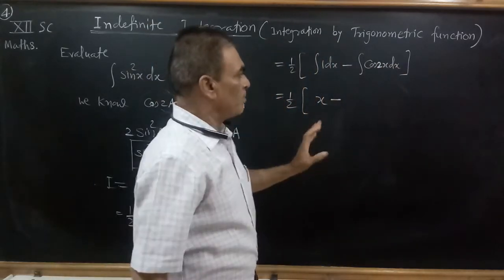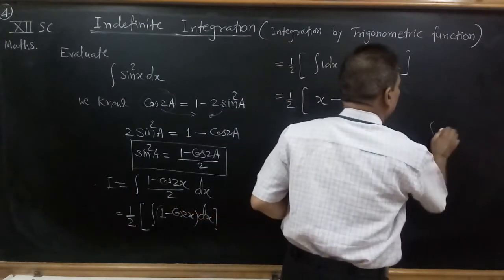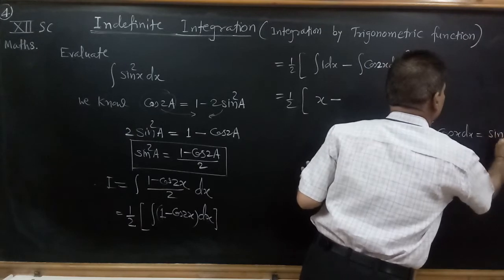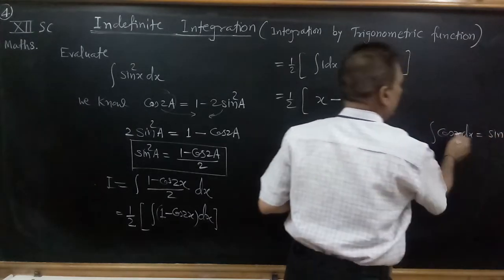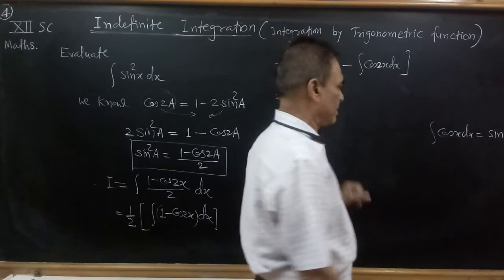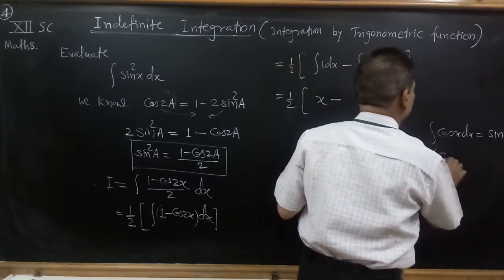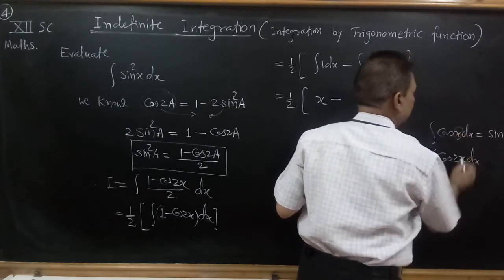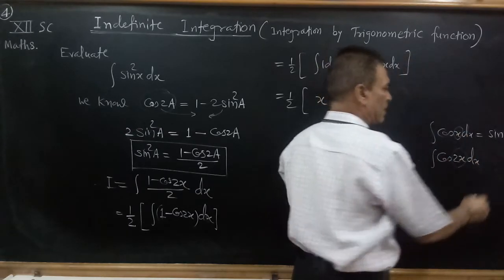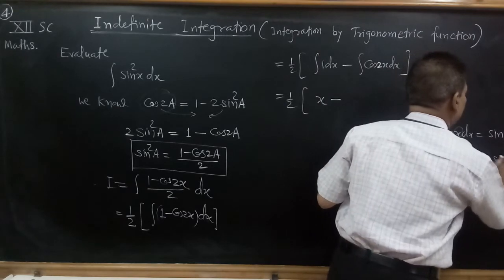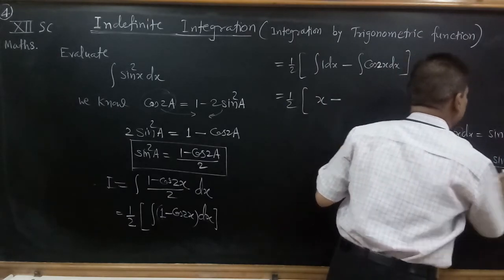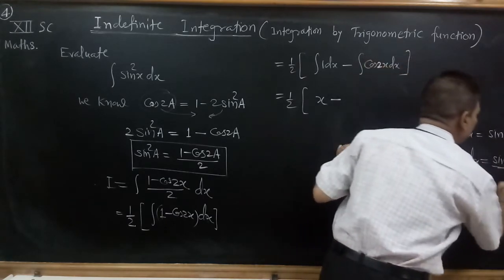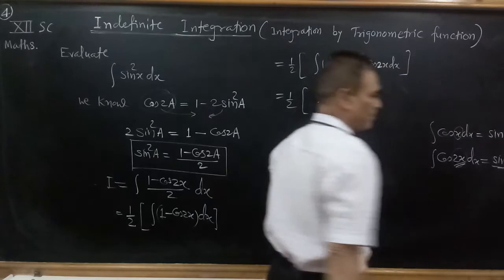You can remember your standard formula: integration of cos x dx is equal to sin x plus c. Therefore, integration of cos 2x dx: here the angle is 2x instead of x, so it equals sin 2x, and take the derivative of this angle 2x, the derivative is 2, divided by 2 plus c.